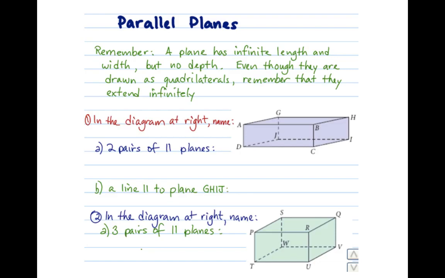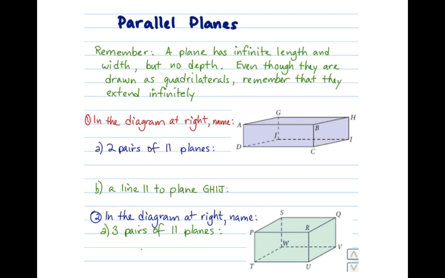Okay? Then we got the plane on the left. That would be ADG, and the plane on the far right, that would be BCH. Those two also are parallel. They would never touch. And the final one is the one on the very back, from our perspective. That would be GHI. And the one at the very front, that would be ABC. Those are planes that never touch.